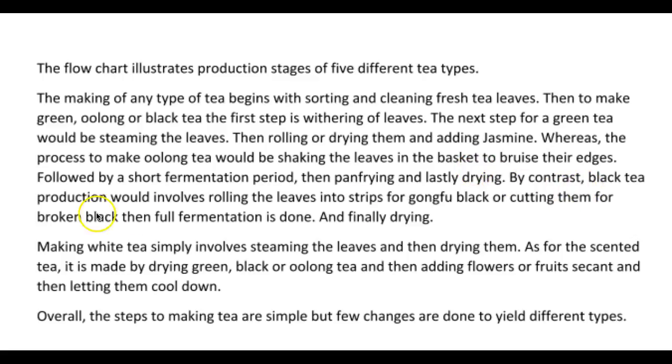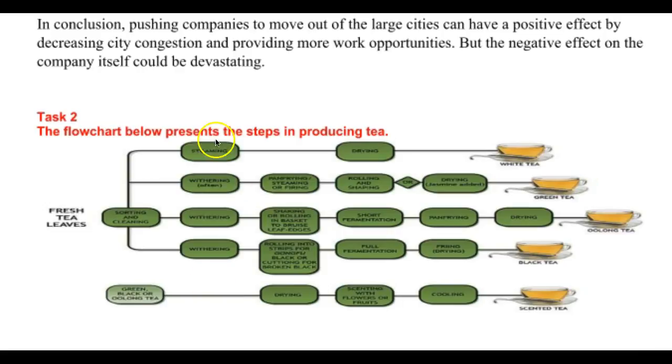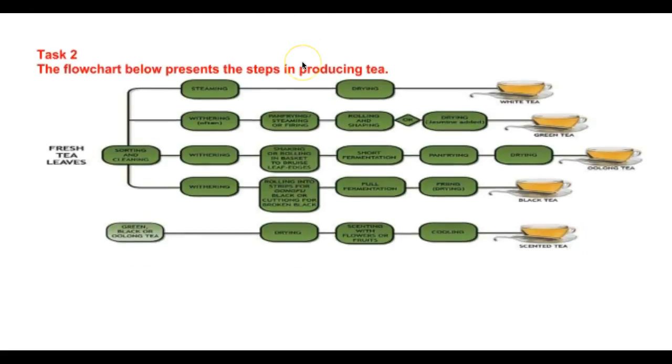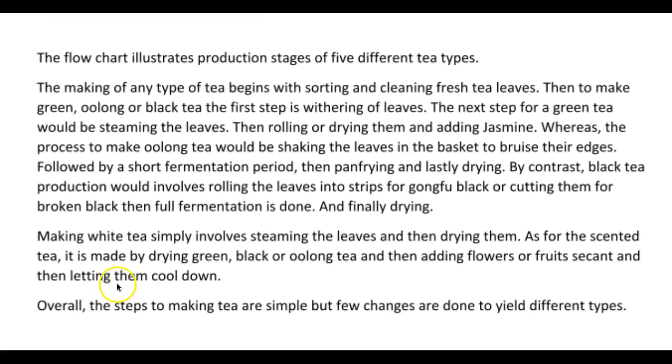By contrast, black tea production would involve, after a modal verb, infinitive, always, would involve rolling the leaves into strips for gung fu black or cutting them for broken black, then full fermentation is done. And finally, drying. Wow, what a wonderful paragraph. I love the fact as well that you've grouped them together and then you've also used a bit of a contrast, whereas. So this is wonderful. Well done. I'm very happy with this one.